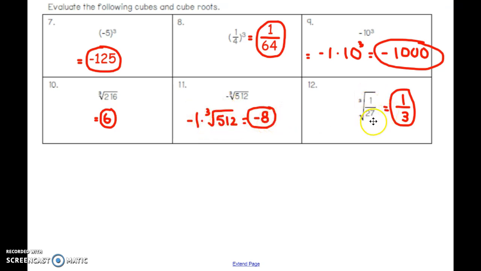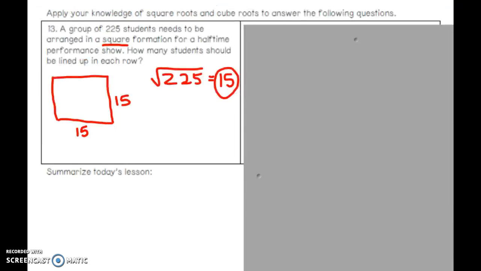And then the fraction. Again, put parentheses around the fraction when you type this in so the calculator understands what you really want. And at the very bottom, there's some word problems. It talks about a group of 225 students needs to be arranged in a square formation. The reason it comes out square is that 225 is considered a perfect square. We need 15 on both sides of this formation. So that means we have 15 students in a row. We have 15 different rows. You could use your square root feature to figure that out also.